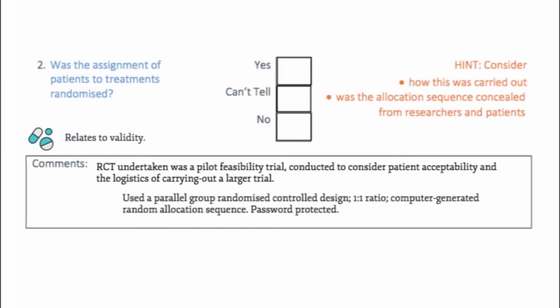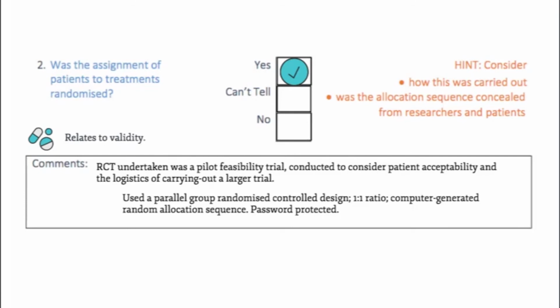The authors used a parallel group randomised controlled design using a 1-to-1 ratio using a computer-generated random allocation sequence at the Exeter University Clinical Trials Unit. And in order to ensure allocation concealment, they used an externally administered password-protected randomisation website developed and maintained by the same CTU.